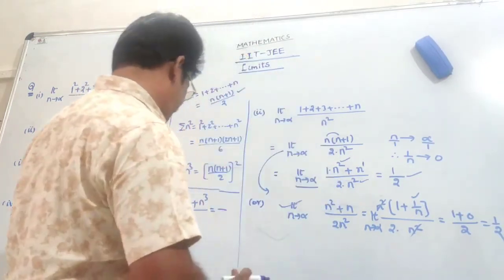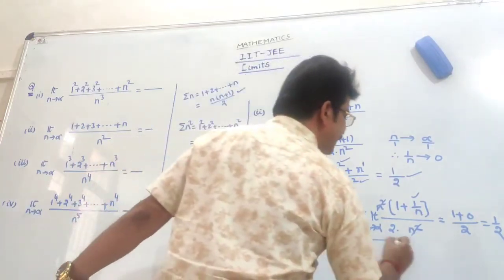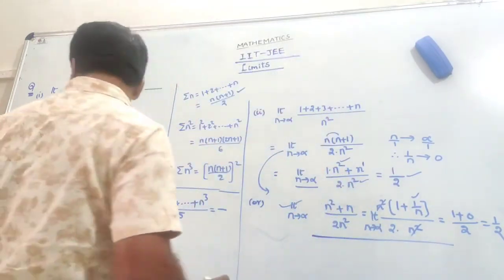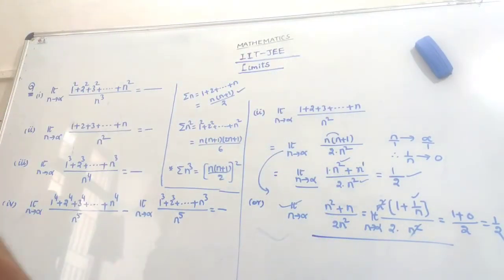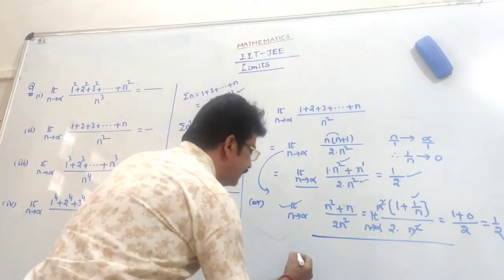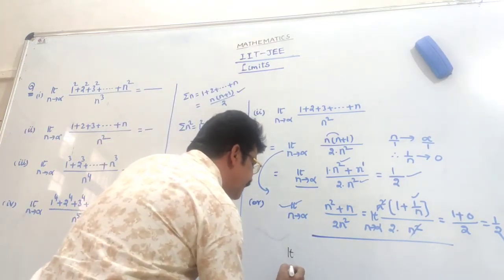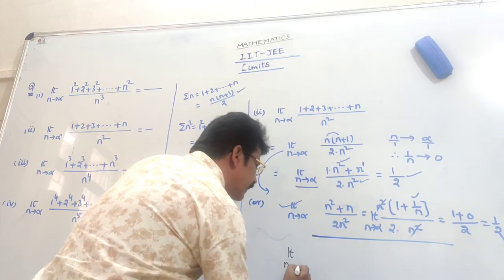Right. Next, another method is there. Please learn the formula by heart. Listen. Limit n tends to infinity.